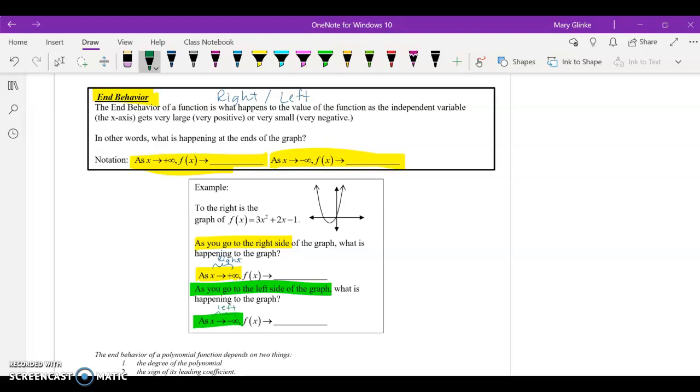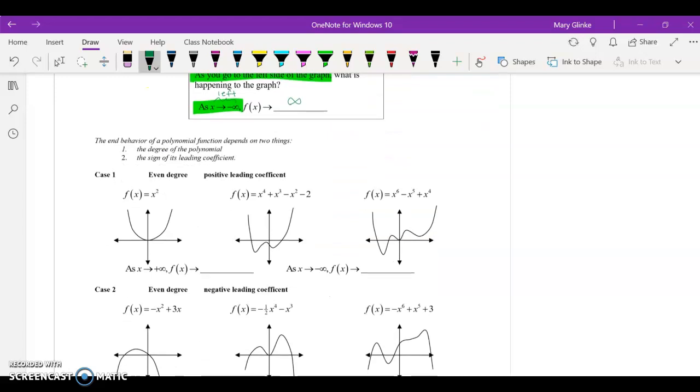Then the f of x is sometimes written as y, but the f of x is saying, where is your graph going? On the right side of the graph, you can see that I am pointing upward. Upward means that is positive infinity. And on the left of my graph, you can see that I am also pointing upward. Pointing upward still means positive infinity. So this is saying as I go to the right, my graph is going up, and as I go to the left, my graph is going up.